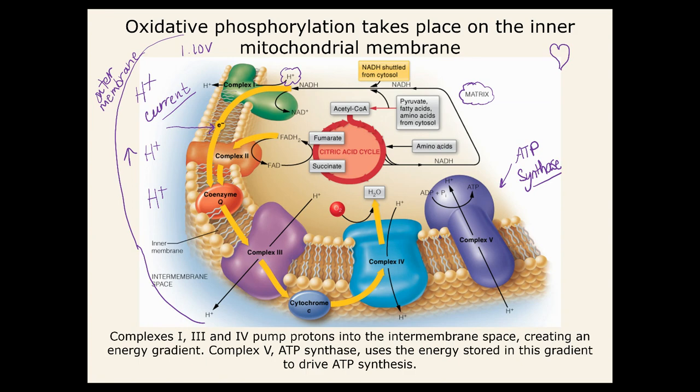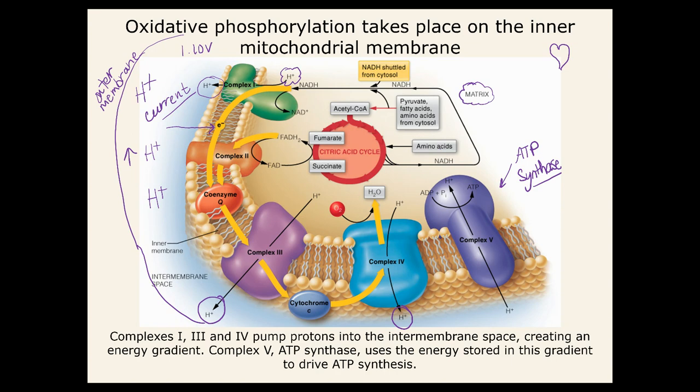Out of the 4 complexes, complex 1, 2, 3, and 4, 3 of them are proton pumps. So complex 1, see how there's an H plus shown here, pumps it out. Complex 3 pumps H plus in there, and complex 4 does as well. So those 3 complexes push H plus into that intermembrane space, not showing the outer membrane. That requires energy because they're pushing the H plus against its gradient.